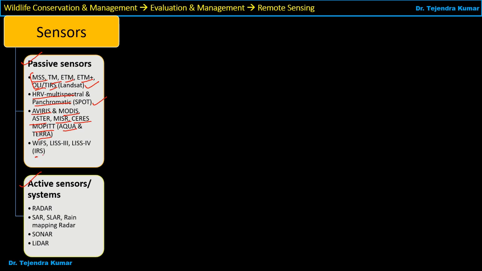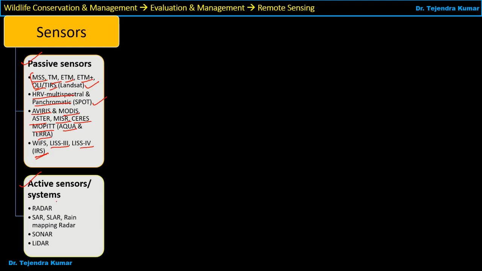Next, the IRS satellites. IRS satellites are Indian Remote Sensing satellites. They use different kinds of sensors, such as WiFS, LISS-3, and LISS-4. WiFS is the Wide Field Sensor, and LISS is the Linear Imaging Self Scanning sensor. These are the sensors used by the Indian remote sensing satellites as well.